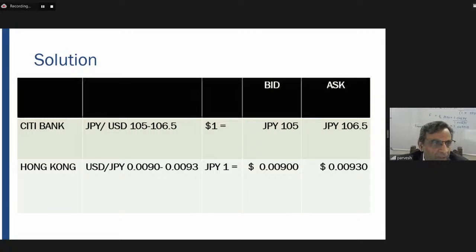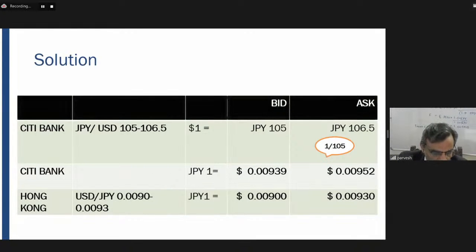Hong Kong Bank has given the rate in the reverse order, which is USD versus Japanese yen. So 1 Japanese yen is equal to $0.00900 and $0.00930. Okay, fine. I hope you are listening and understanding. So please say yes if you are able to hear me properly. Okay. So now what we'll do, we will convert these quotes in proper order.